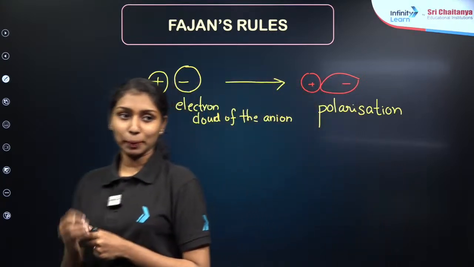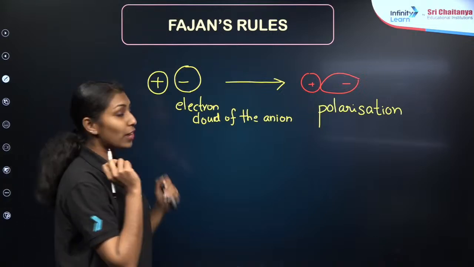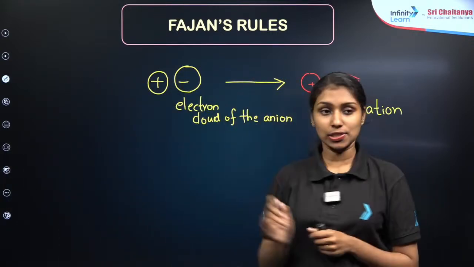Yes, Aditya, VSEPR theory is for shape prediction. I am discussing about the character, Fajan's rule only, right? Before entering into the VSEPR theory, I am just completing Fajan's rule.